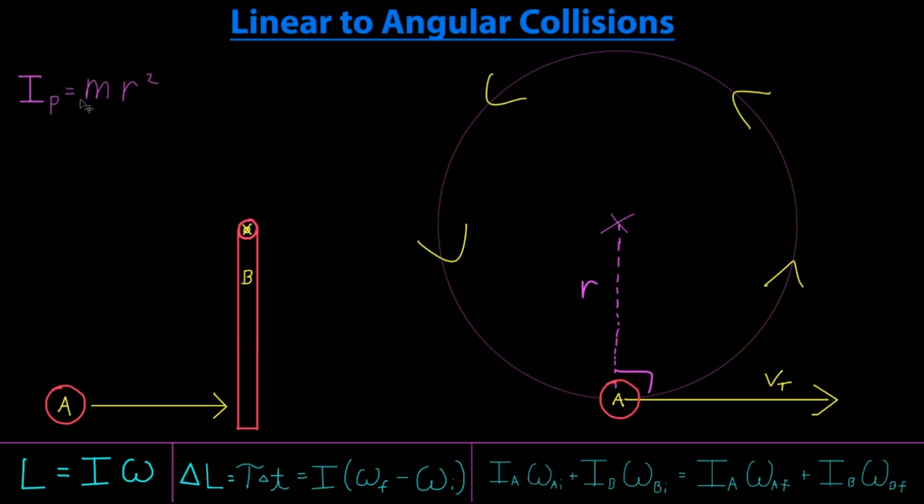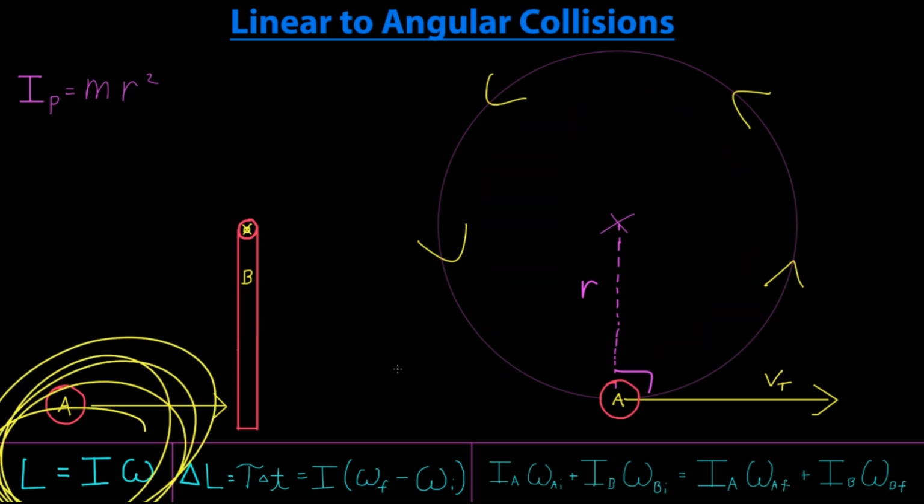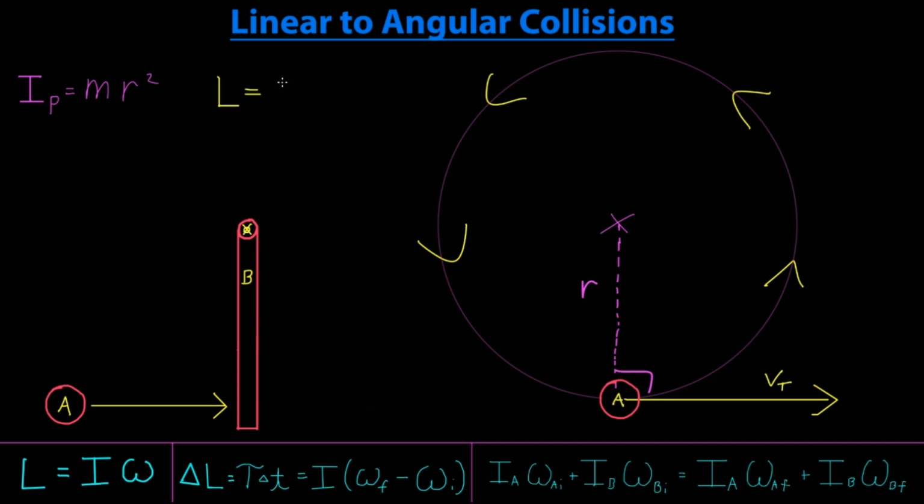Moment of inertia of a point mass is mr squared. And if it's moving in a circular path, it also has an angular momentum, which is right here in the lower left corner. In fact, I'm going to take that and put that right here. Now, here's the important connection.